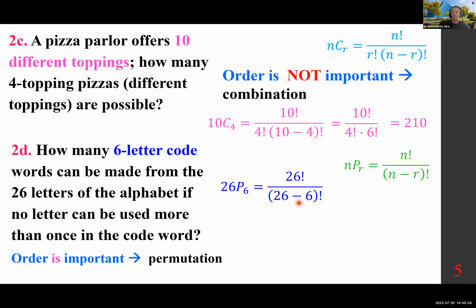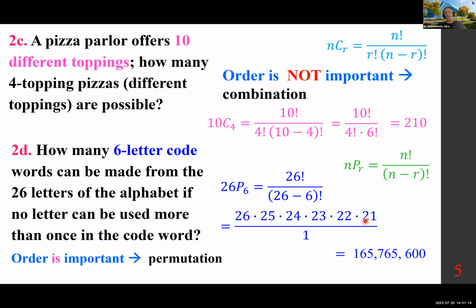Please understand, this is like 20 factorial. So 26 all the way times 21, and then 20 factorial cancels out the bottom 20 factorial. So this is 20 factorial. That's why this goes all the way up to the number before this. So this number is 20, so up to 21. And it's a huge number, 165,765,600.